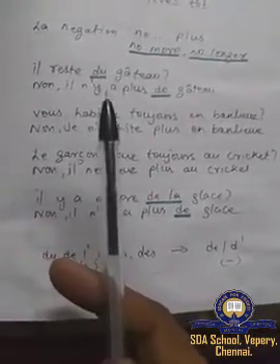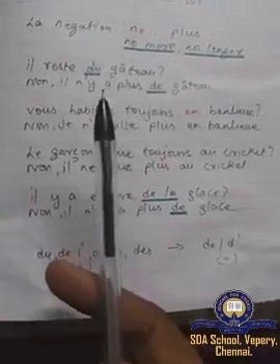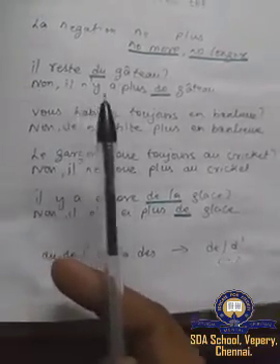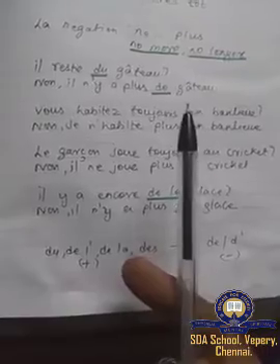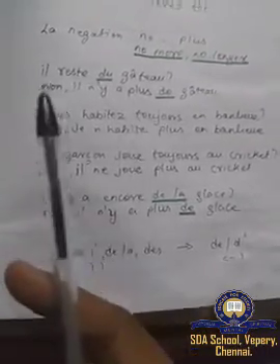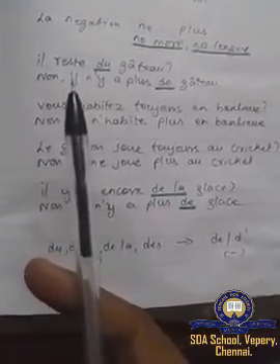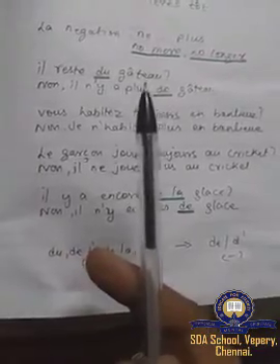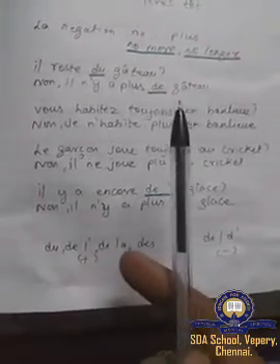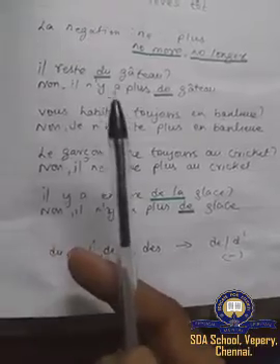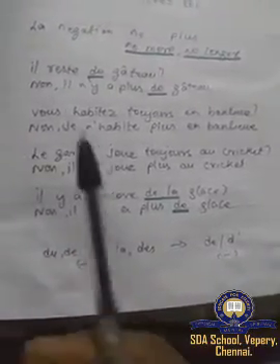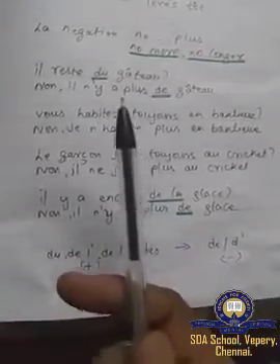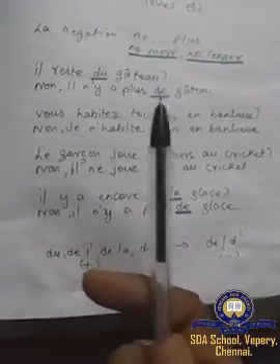Il reste du gâteau. Is there any cake? No. Il n'y a plus de gâteau. There is no more cake. Il reste, rest means remains. Is there any cake? There is no more cake. Il n'y a plus, this is one kind of negative formation. If you want, il n'y a pas, there is no cake, is one kind of negative formation. Du becomes de.